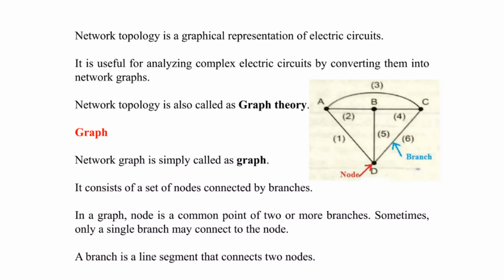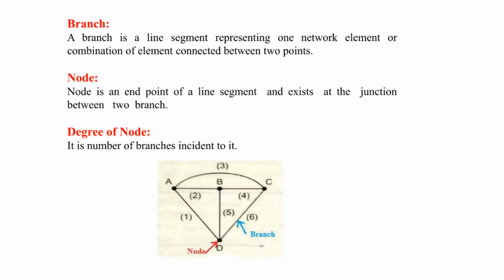It consists of a set of nodes connected by branches. In a graph, a node is a common point of two or more branches. Sometimes only a single branch may connect to the node. A branch is a line segment that connects two nodes. A branch is a line segment that represents one network element or a combination of elements connected between two points. A node is an endpoint of a line segment and exists at the junction between two branches.